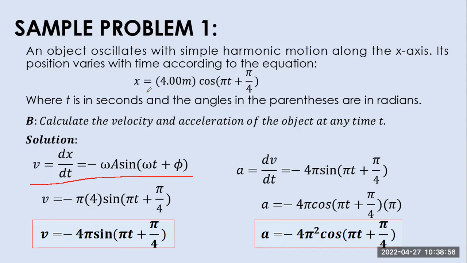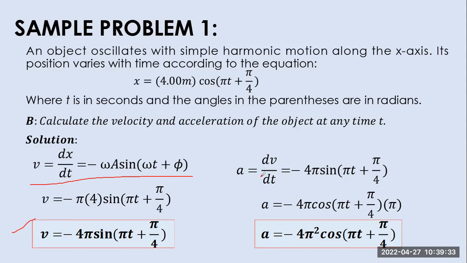So again, same as before. We already have our A, our amplitude, and omega, the angular frequency. From that, we just substitute. So we have the value of our velocity: negative 4 pi sine(pi t plus pi over 4). So this is our equation for our velocity.